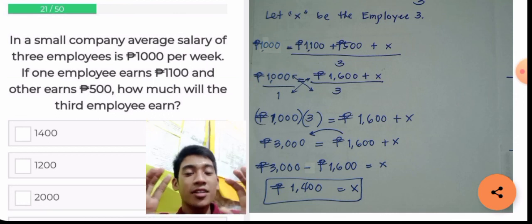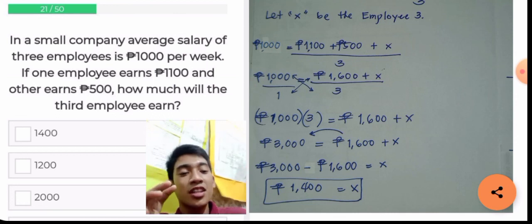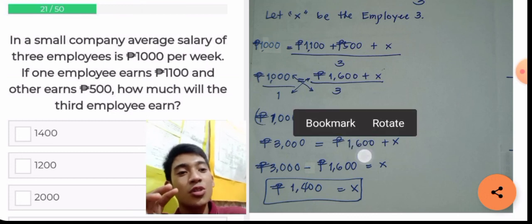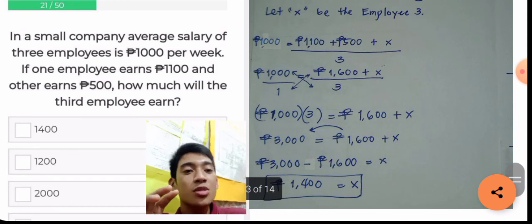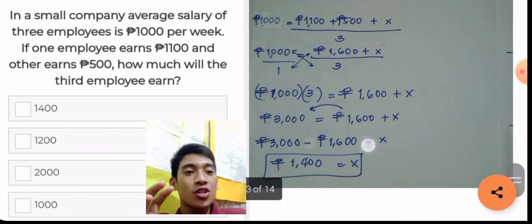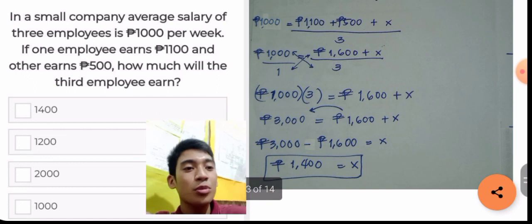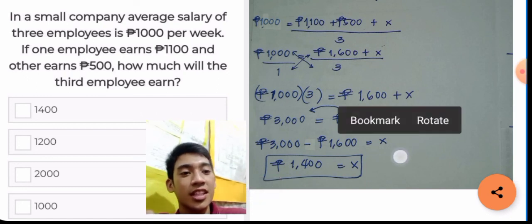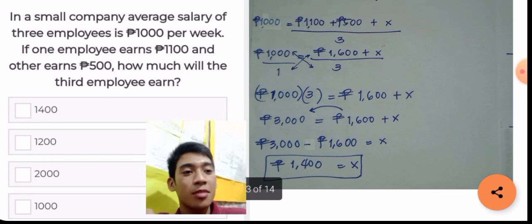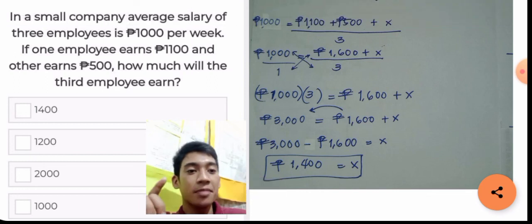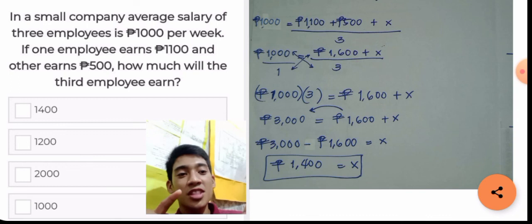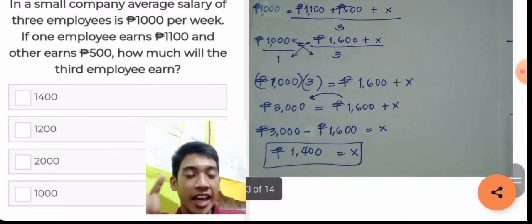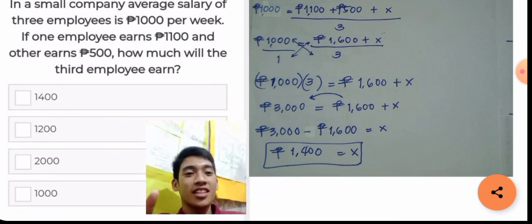Now, combine all numbers or constants. So, therefore, transpose your 1,600 together with 3,000 pesos to leave X. So, we will only have X on this side. From positive 1,600, it becomes negative. So, 3,000 minus 1,600 gives an answer of 1,400.